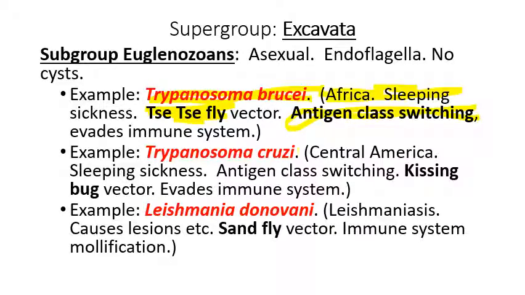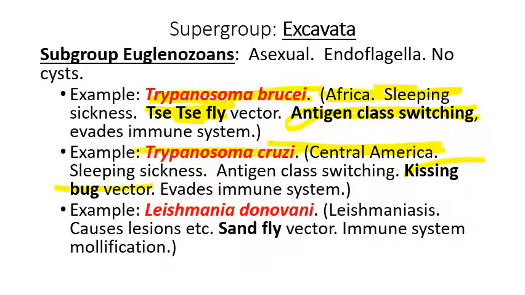It has a very closely related cousin called Trypanosoma cruzi, which is found in Central America, Honduras, Nicaragua, El Salvador, those areas, southern Mexico, northern Brazil even. And again, it practices class switching. It's carried around by an insect vector commonly called a kissing bug.